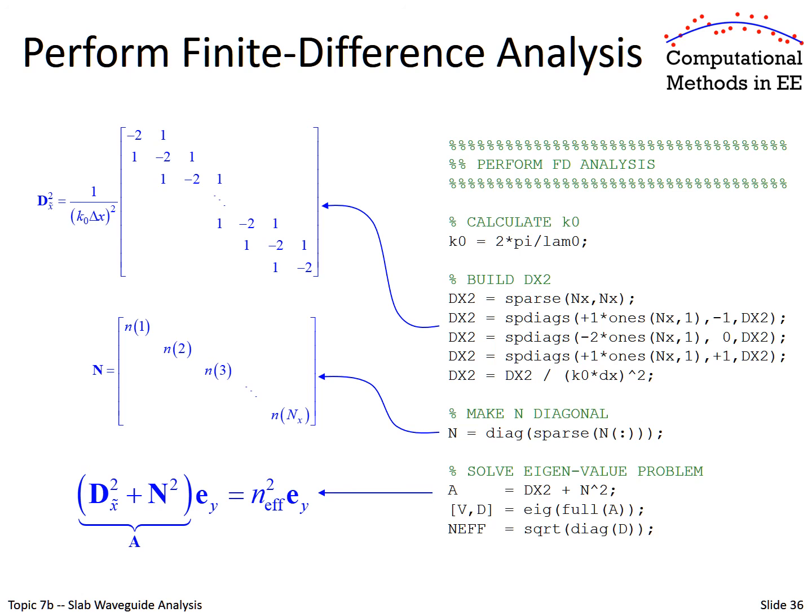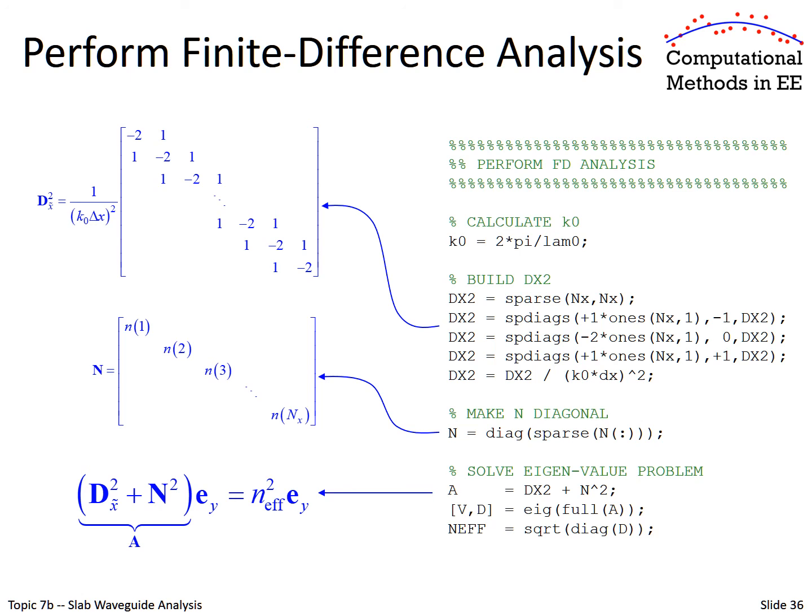So we're ready to perform the finite difference analysis. And this code you see, that's it. That's all there is to our finite difference analysis. The first thing I do is calculate the free space wave number, 2 pi over lambda 0. The reason we need that is because we have a normalized grid, if you remember doing that in our formulation. Now what we're after first is to build this matrix A, which is our second order derivative matrix plus a diagonal matrix with refractive index squared.